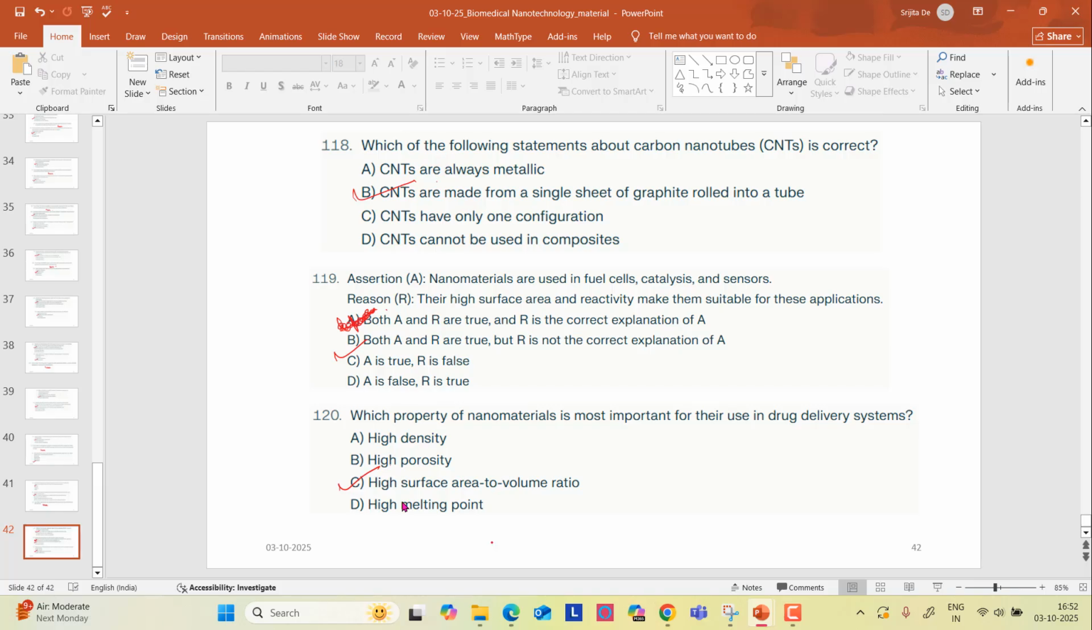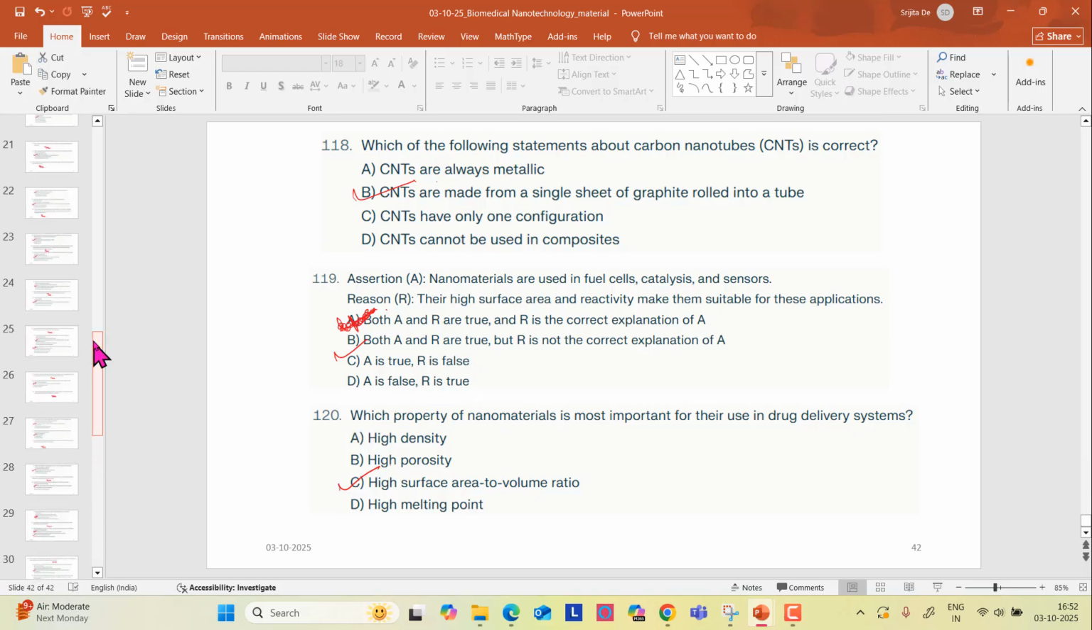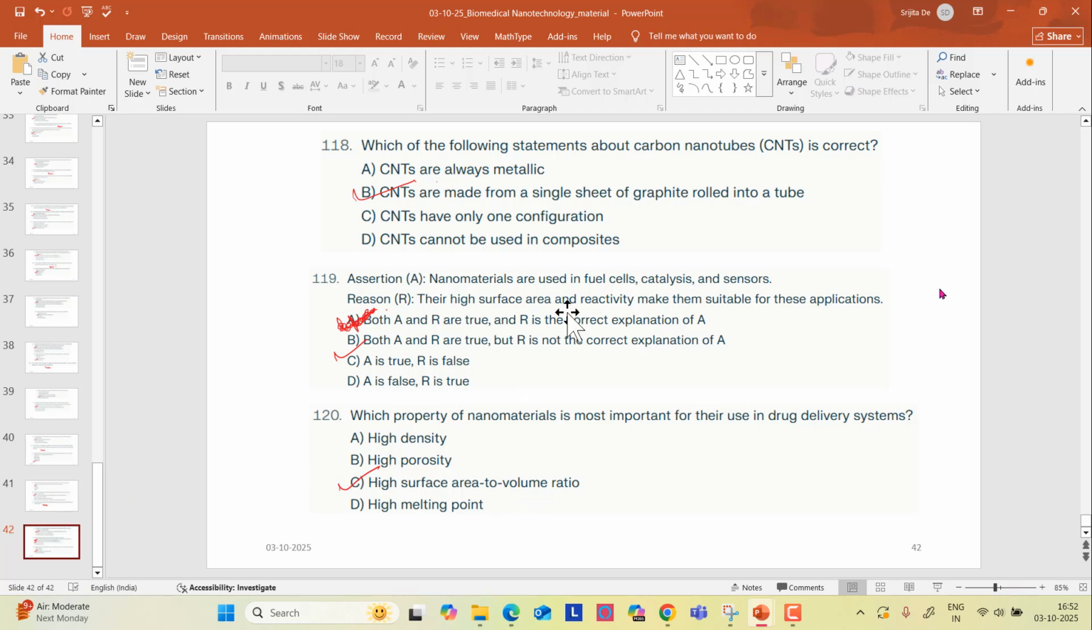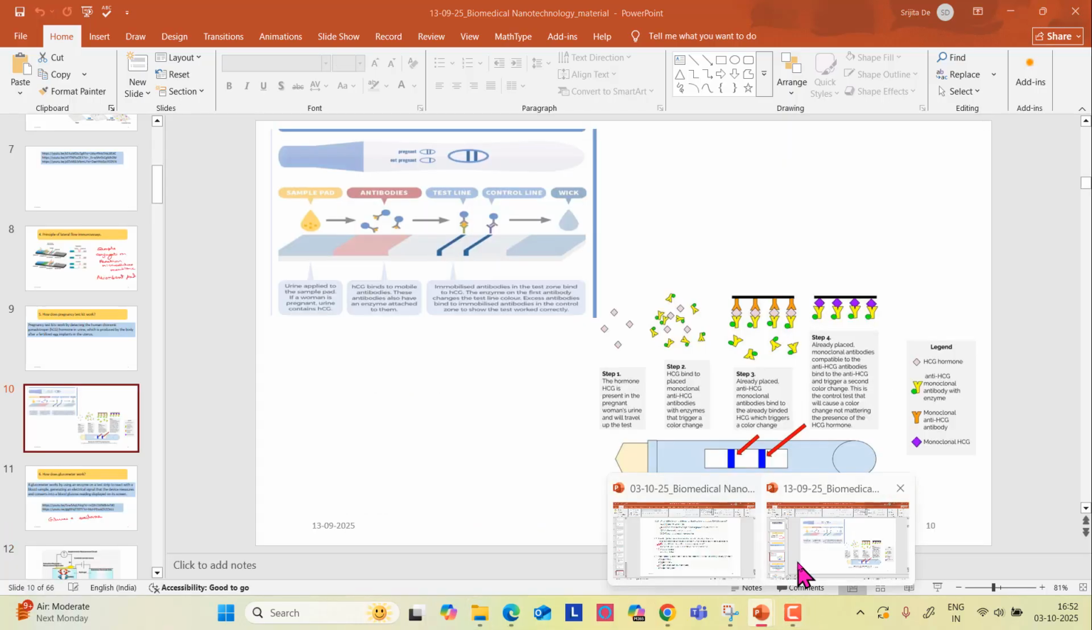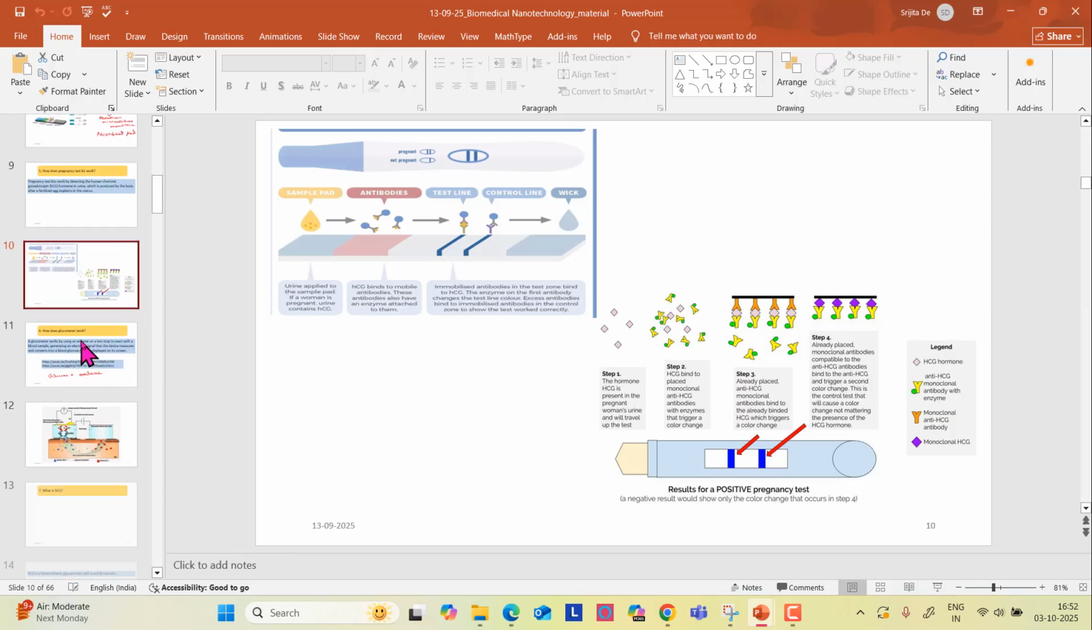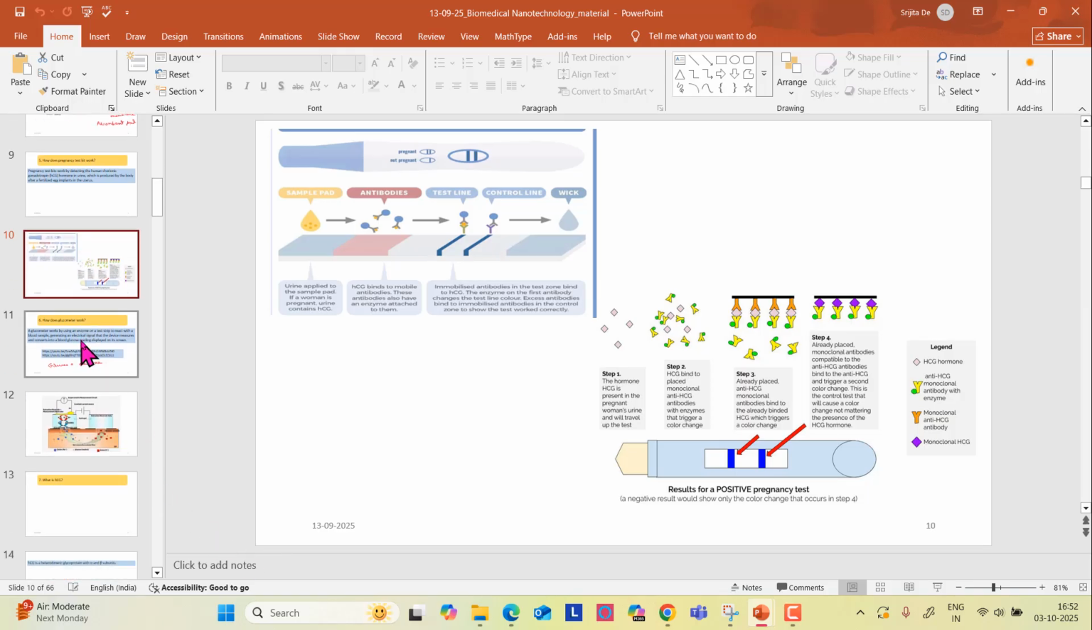Yes, so these are the questions. Because this type of MCQ questions, I think, will be coming in your exam if you are giving the exam. So that is why I have been going through all the question answers or MCQ. Obviously, go through the lectures carefully because that is what is important.